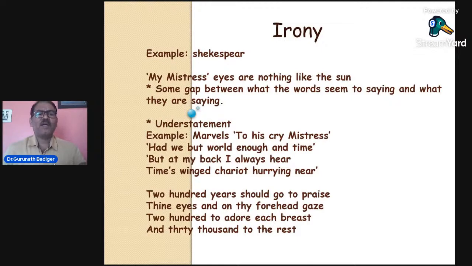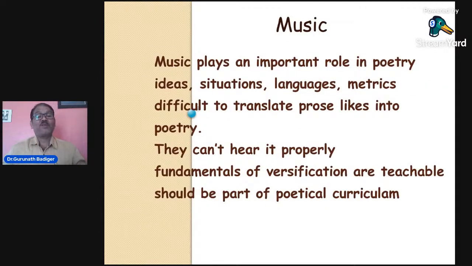And we should also know the irony. For discussing irony, the best example is "To His Coy Mistress" by Andrew Marvell. That's what he says: "Had we but world enough and time... but at my back I always hear time's winged chariot hurrying near." This is ironic. "An hundred years should go to praise thine eyes and on thy forehead gaze; two hundred to adore each breast, but thirty thousand to the rest." It's a wonderful use of irony. It's the best example. So we should know what irony is and how to identify irony in poetry.